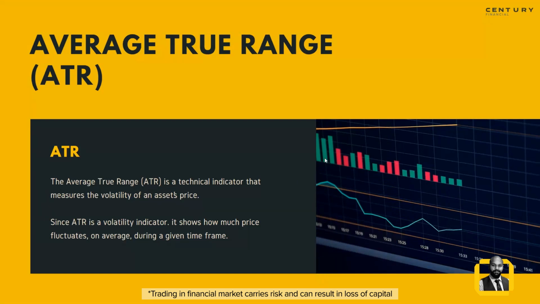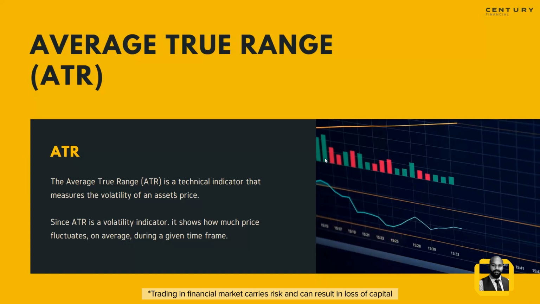Let's look at our next indicator, which is the average true range. In short, we call it ATR. Average true range is a technical indicator that measures the volatility of an asset's price, or a share's price, or a commodity's price, or a currency's price.